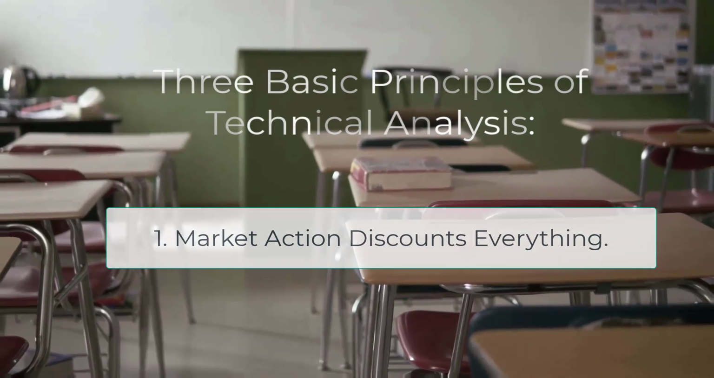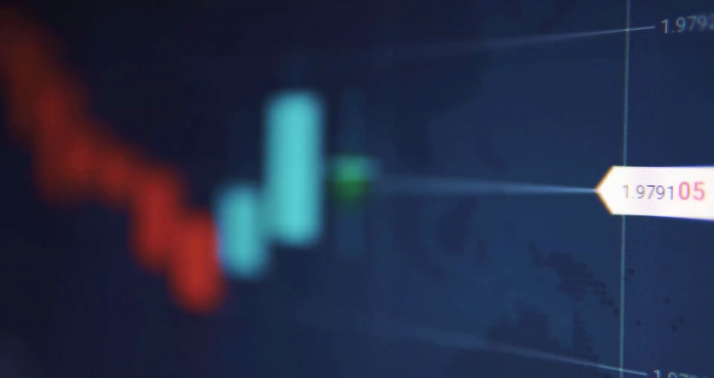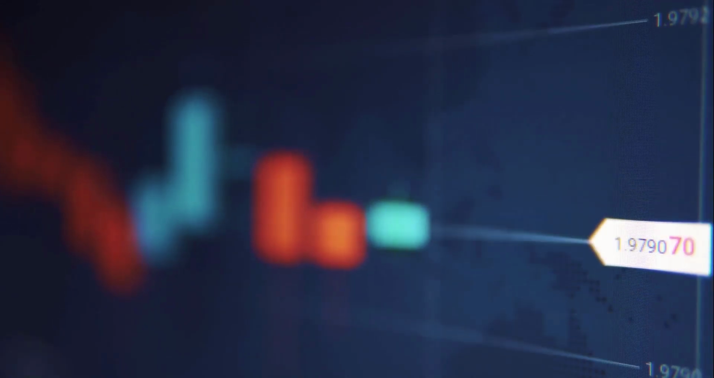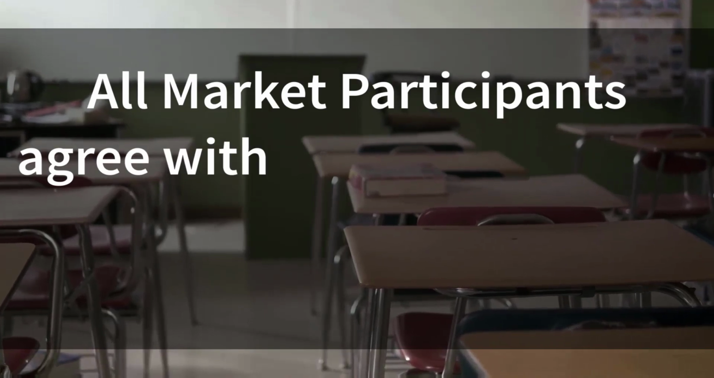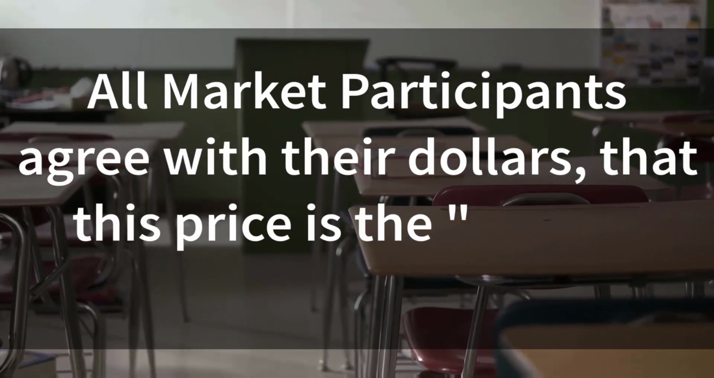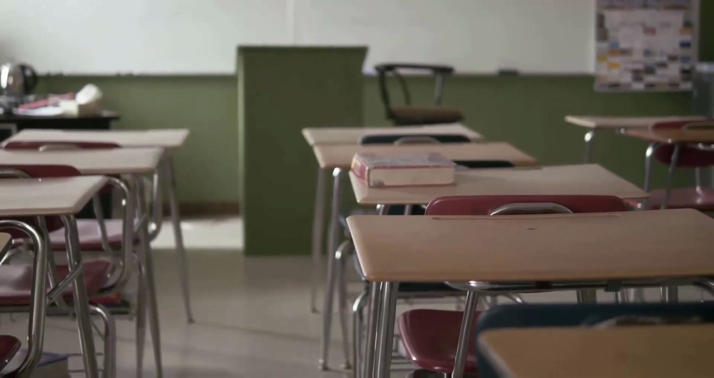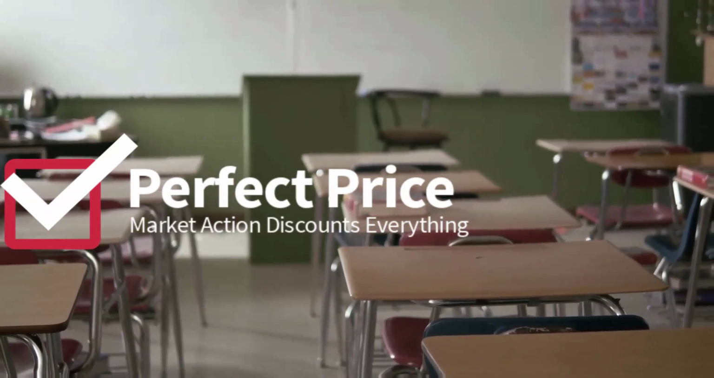So what does that actually mean? Basically, what that's saying in a nutshell is that the price right at this exact second is the price that all market participants can agree on, a price worth buying or selling, and they are voting with their dollars by either buying or selling or not doing anything at all. So, therefore, whatever happens in the marketplace is at that exact second the perfect price for whatever asset is being traded.